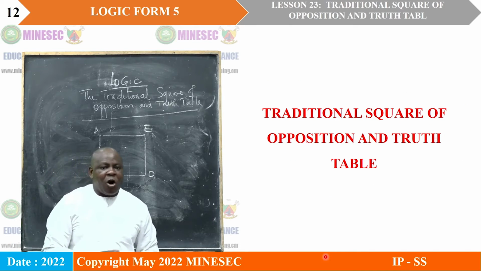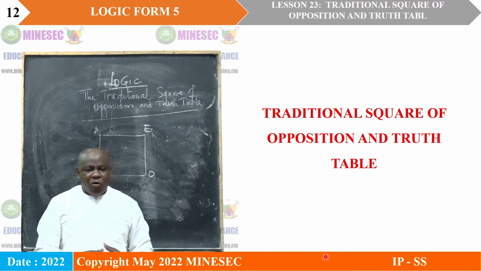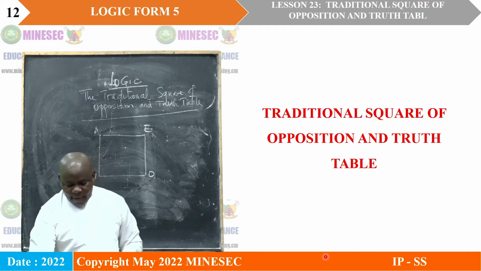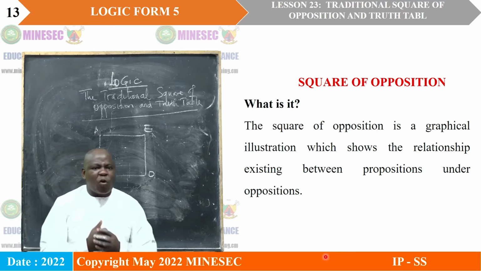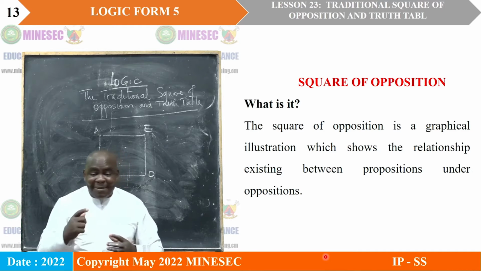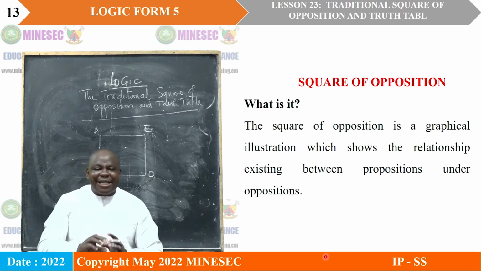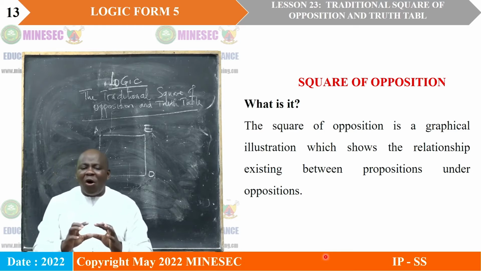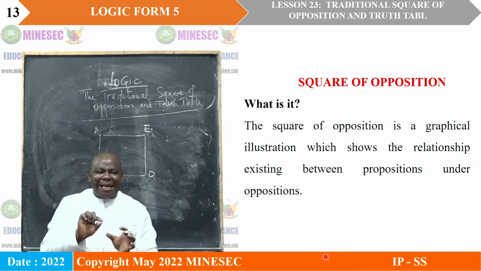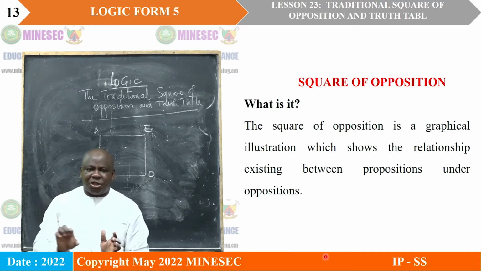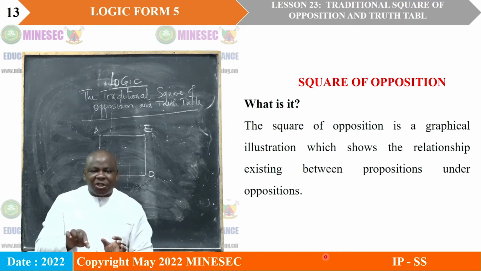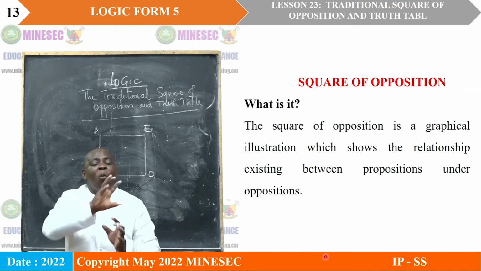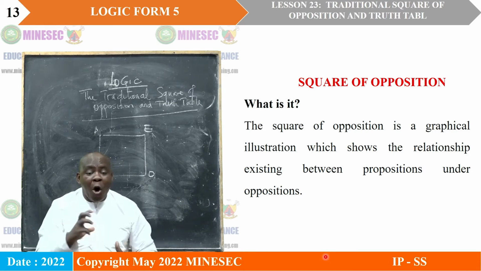Our topic of today, or our lesson of today, as we said, is based on the traditional square of opposition and truth table. First of all, what is a square of opposition? Remember that a square of opposition is a graphical representation or illustration which shows the relationship that exists between propositions. A graphical illustration which shows the relationship existing between propositions under one aspect called opposition.